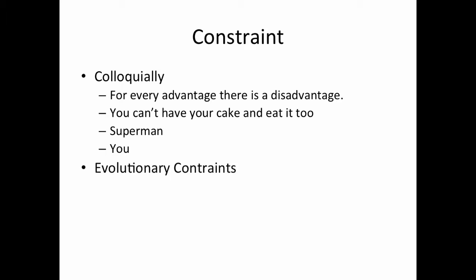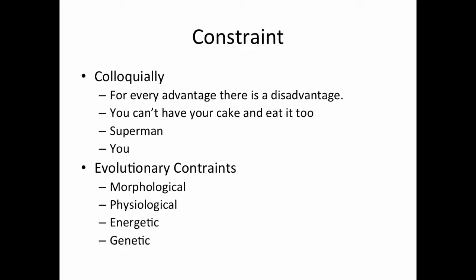In biology, we think about evolutionary constraints, and these constraints can be morphological. By specializing one part of my morphology to do something well, it means that I can't do other things as well. There are physiological constraints, there are energetic constraints. The one that we just looked at was an energetic constraint. And then there are genetic constraints, because things are genetically correlated with one another.